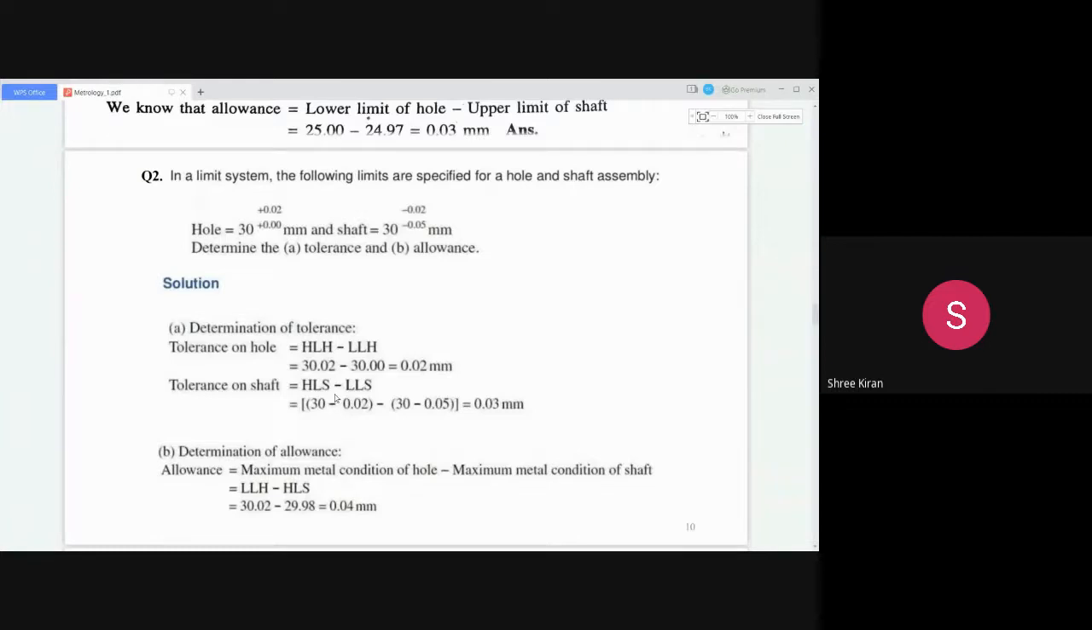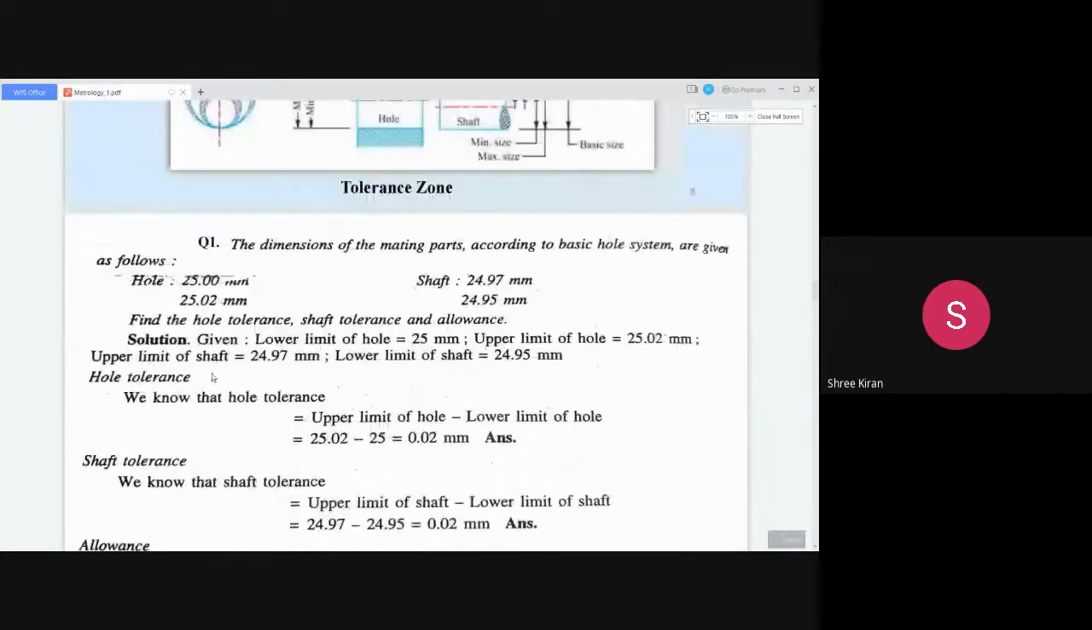So this is a very simple and basic explanation of how we can find the tolerances for the limit system and for the mating parts. This is a very small representation, a basic way to understand the dimension aspects.